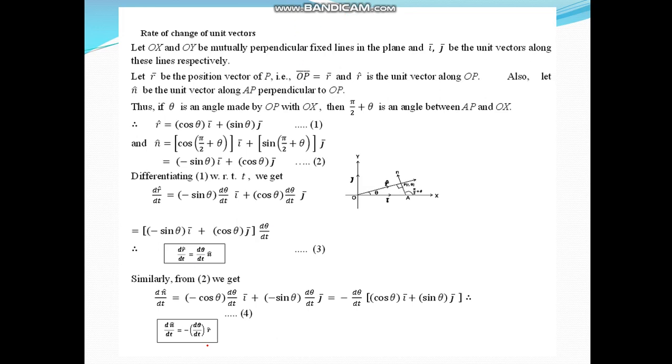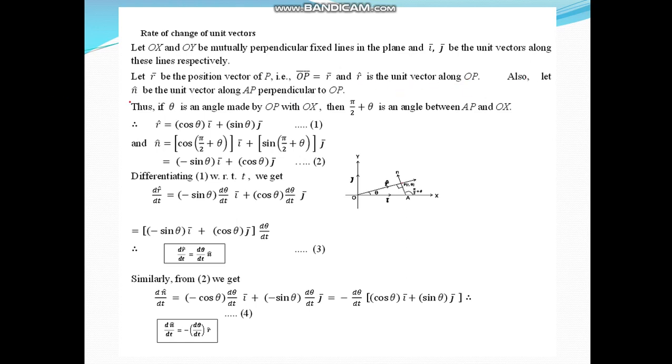we have to derive two formulas here. Let OX and OY be the mutually perpendicular fixed lines in the plane, and I and J be the unit vectors along these lines respectively. Now let R be the position vector of point P. Here we are taking point P, and the position vector of P is R with respect to the origin, that is OP equal to R, and R cap is the unit vector along OP.